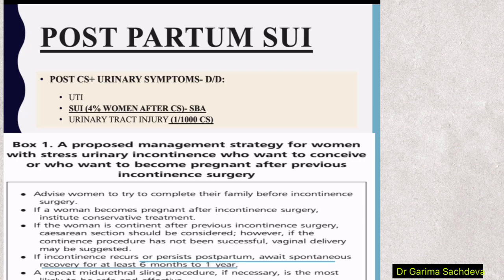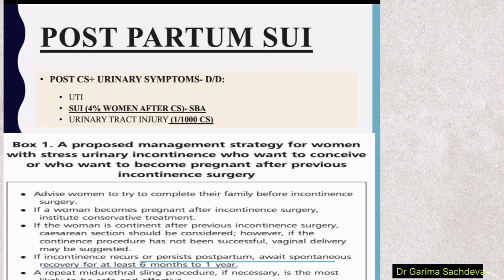Now coming over to if the patient develops stress urinary incontinence in the postpartum period. How will you manage? Because there was a question on this and a separate talk on it. How will the patient present? The patient might present with urinary symptoms, and DDs in this case could be urinary tract infections. Stress urinary incontinence occurs in 4% of women after cesarean section, and the other DD is urinary tract injury, which occurs in 1 in 1,000 cases.